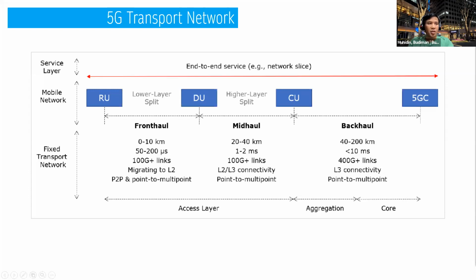And in the midhaul, we have around 1 to 2 millisecond latency, with tolerance of 20 to 40 kilometers distance between DU and CU. And in the backhaul, we should have less than 10 millisecond latency within 40 to 200 kilometer distance between CU and 5G core. Okay, we go to the next.